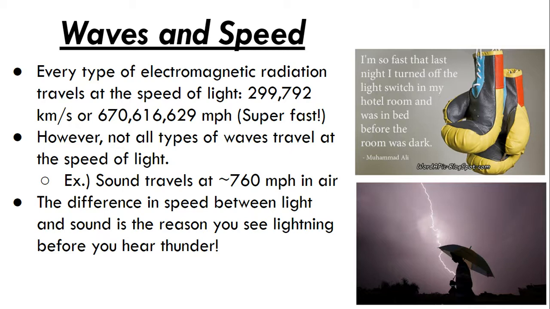For example, sound waves are not nearly as fast as light, although they are very fast. Sound waves travel at about 760 miles per hour in air. So fast, but not even close to as fast as the speed of light. The difference in speed between light waves and sound waves is the reason that you see the lightning before you hear the thunder. Right, this is going to wrap up electromagnetic waves for us.